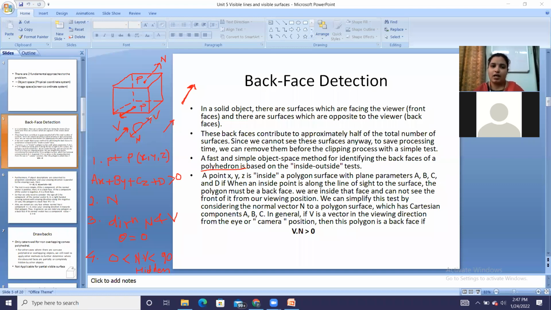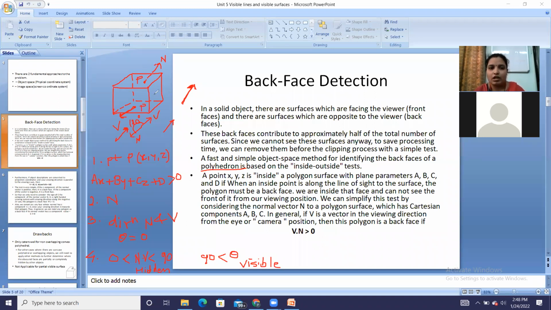So in that case, as the direction is opposite to each other, that means the angle between them is 180 degree. Now what is our condition? Condition is if the angle lies between 0 to 90, then only the surface is hidden. Now what is the angle? Angle is 180. So when the theta is more than 90 degree, then that face is visible with respect to the viewer. Okay, so this gives you the back face detection.